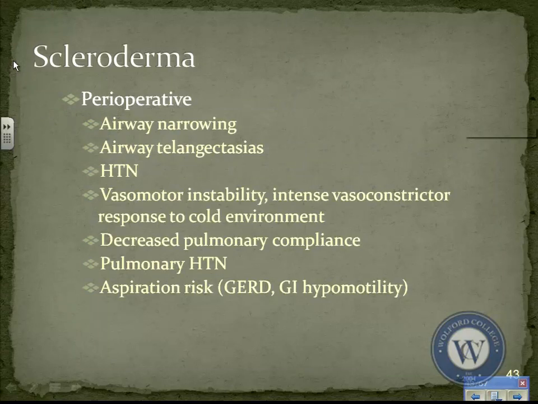Perioperative, you've got to worry about airway narrowing. Airway telangiectasias may also be a concern. Hypertension, vasomotor instability, response to cold environments is a big issue, so you've got to keep them warm. They also have decreased pulmonary compliance, as you can imagine, from the pulmonary hypertension and the increase in interstitial fibrosis. They have a higher risk of aspirating, and they may be more difficult to intubate than you think.